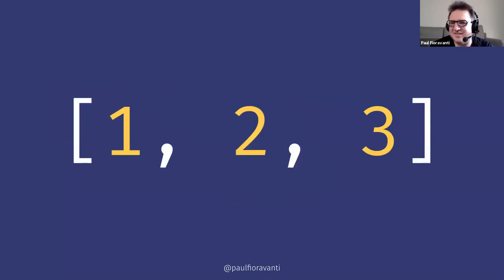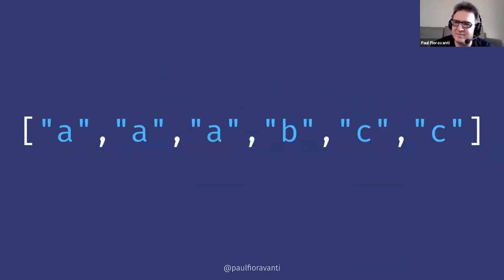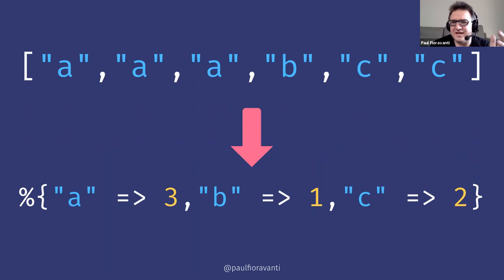So let's change the values of our list to be, say, letters. And let's expand it a bit, and we'll make each letter appear multiple times in the list. Okay? And so from this list, I want to find out how many times each letter appears. So rather than a list, I want a map that will have the letters as its keys and the values as counts of how many times a letter appears in the list. So in this case, A appears 3 times, B once, and C twice.